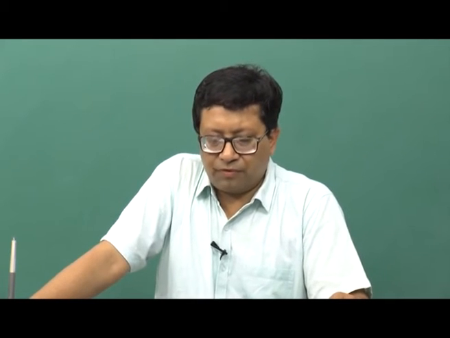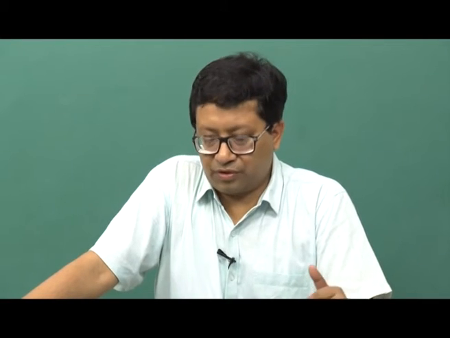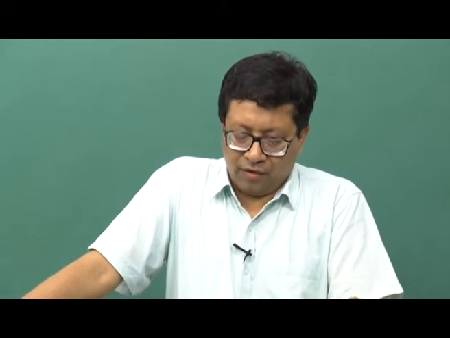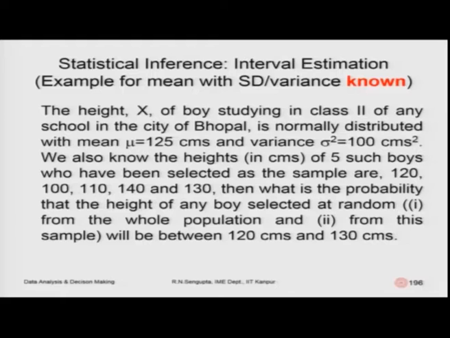So, this is the example for the mean with standard deviation and variance known. The height x of boys studying in class 2 of any school in the city of Bhopal is normally distributed with mean 125 centimeters and variance sigma square is 100 centimeters square. Remember, the variance for the whole population of all the students studying in class 2 in the city of Bhopal is given as sigma square, which is 100. I am only talking about the values, not going into the units. We also know the heights in centimeters of 5 such boys who have been selected as the sample: 120, 100, 110, 140 and 130.